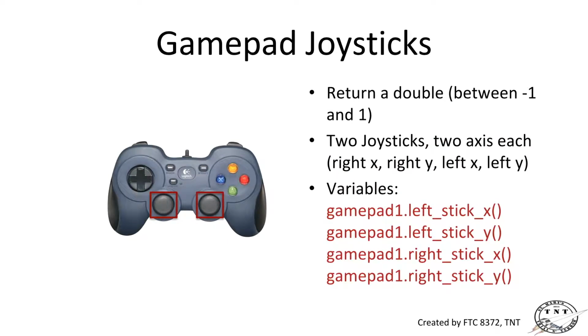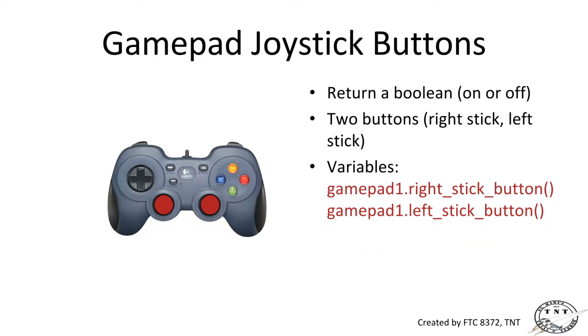So gamepad joysticks, they return a double between -1 and 1 instead of a boolean. There are 2 joysticks, and each of them has 2 axes, resulting in 4 variables: left stick X, left stick Y, right stick X, and right stick Y. Now this will allow you to access exactly what your X and Y values are at any time, and will make it very easy for creating quick teleop programs. Now the gamepad joysticks also have a button underneath them, so that if you push down on them, you can sense that. That is gotten by gamepad1.right stick button and left stick button.